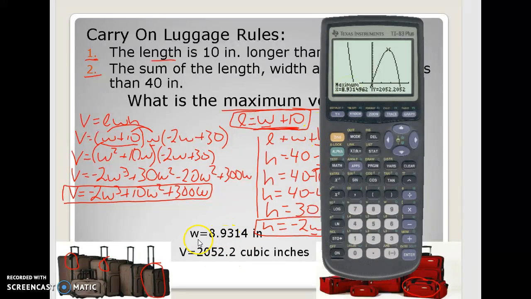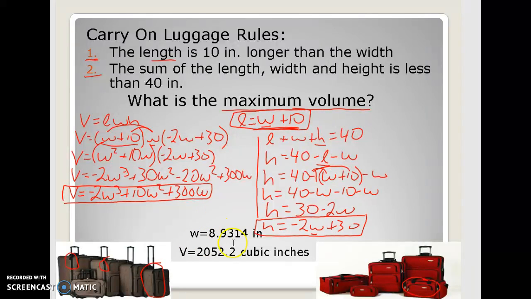You can see right down here, my width is 8.9314 inches, and my maximum volume is going to be 2,052.2 cubic inches. So if you're making a bag, you can advertise that you have the largest carry-on bag for whatever airline this is, but you'd have to make sure that you make your width this so that you get your maximum volume of 2,052. We can check to make sure that that's correct. If I let W be 8.9314 and plug that in for this W and this W and this W, I'd get my length, my height, and my width, and I could multiply them together and I would get about 2,052 cubic inches. So that's how we do a problem like that.